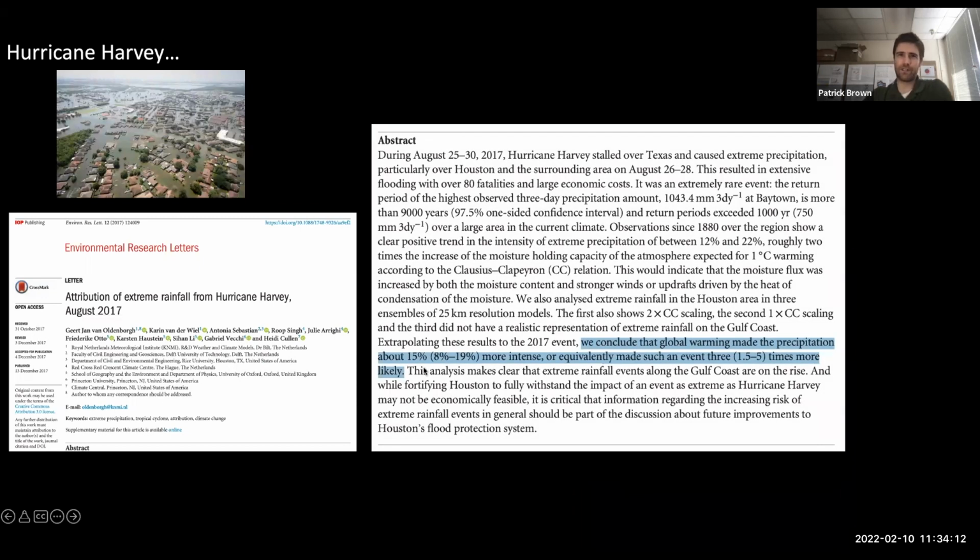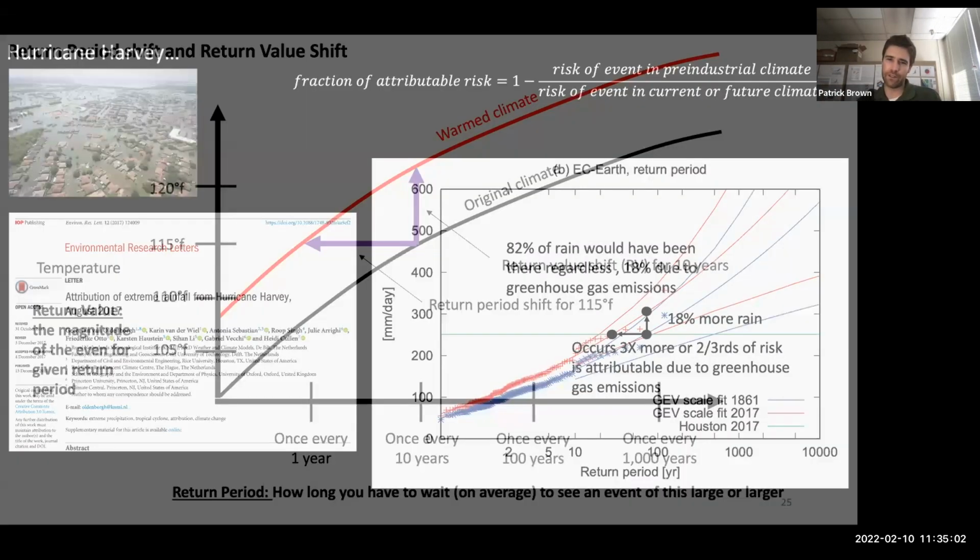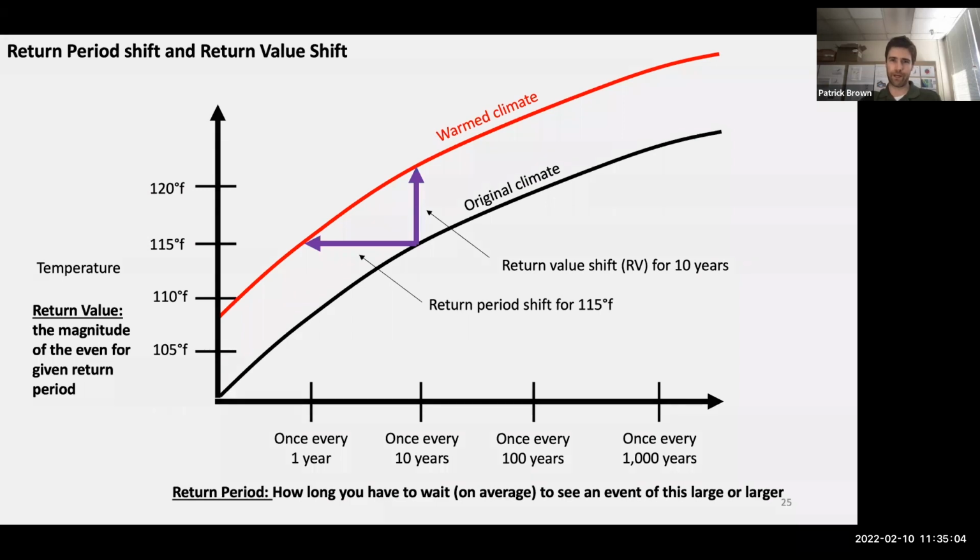So I explain this fraction of attributable risk today, not because I particularly like it or think it's super informative. I think this other number is more informative, but I think you should know what it is, because these are the numbers that you'll often see in headlines. And this group is doing this rapid attribution of events using these methods. As soon as something happens, they'll come out with a statement pretty quickly using this framework. This is their version of the return period diagram.